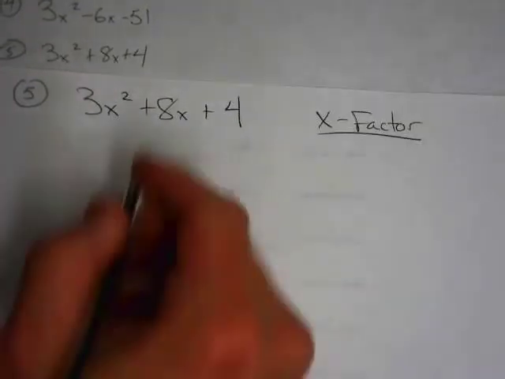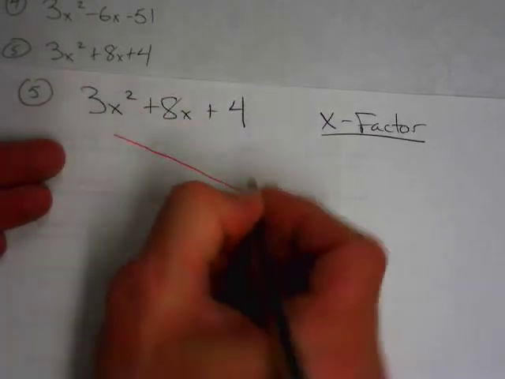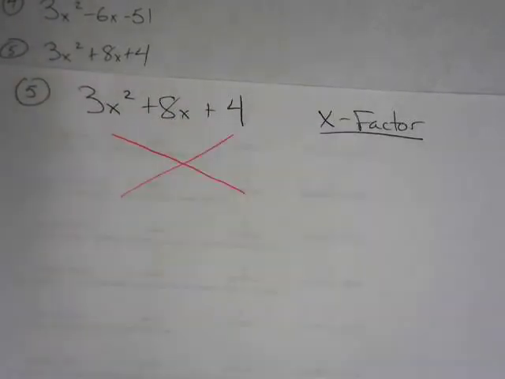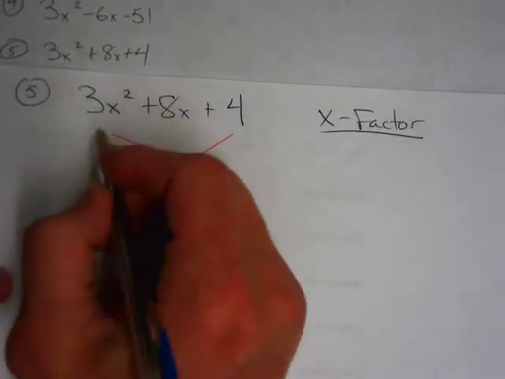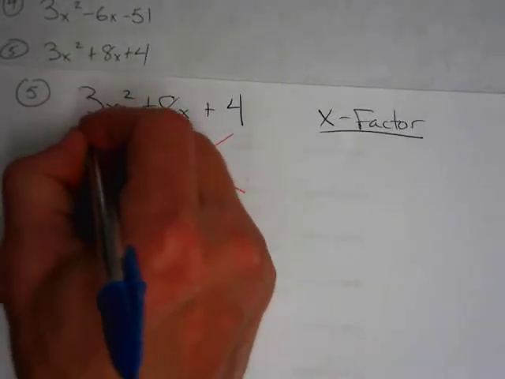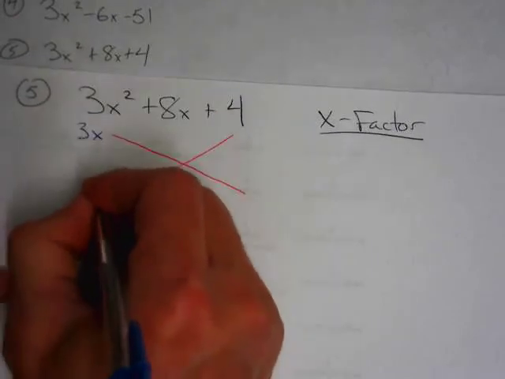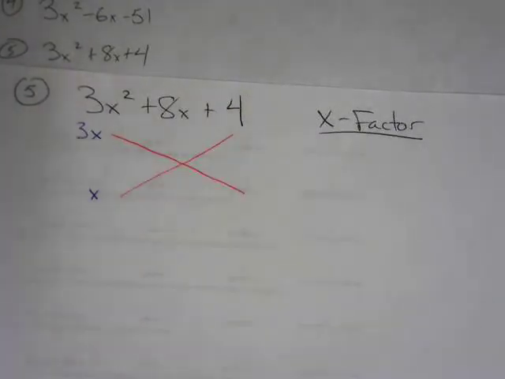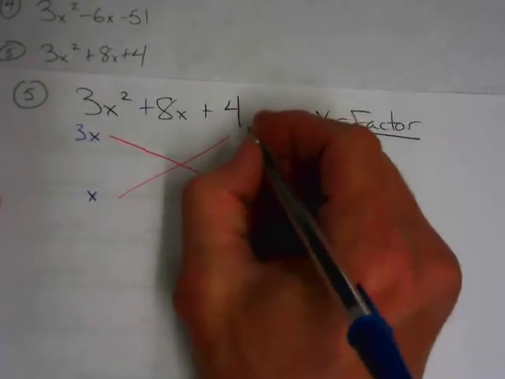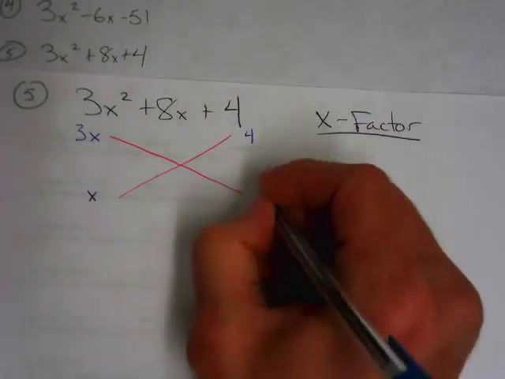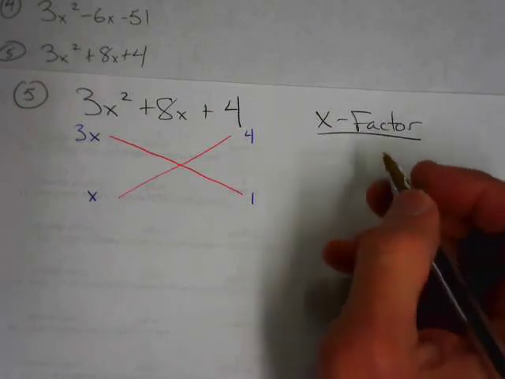Well, if you remember, we draw that big old x, right? And then we figure, so what are the two numbers that multiply to 3x squared? Well, one of them is going to have to be 3x, and the other one is just going to have to be x. This is how that works. Those two multiply to 3x squared. And then what are the two numbers that multiply to 4? Either 4 and 1, or 2 and 2.